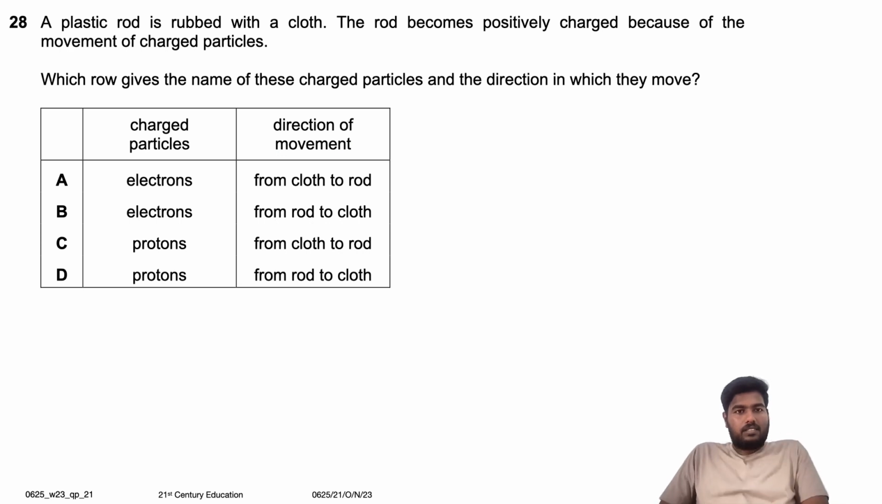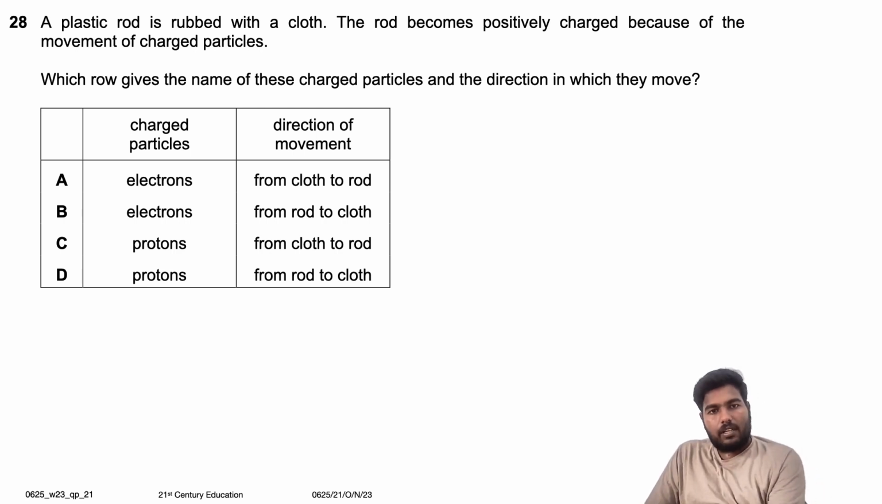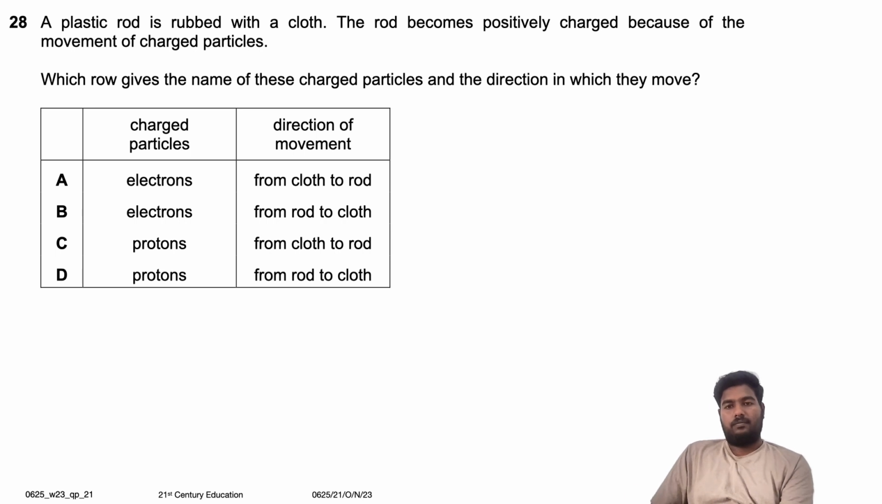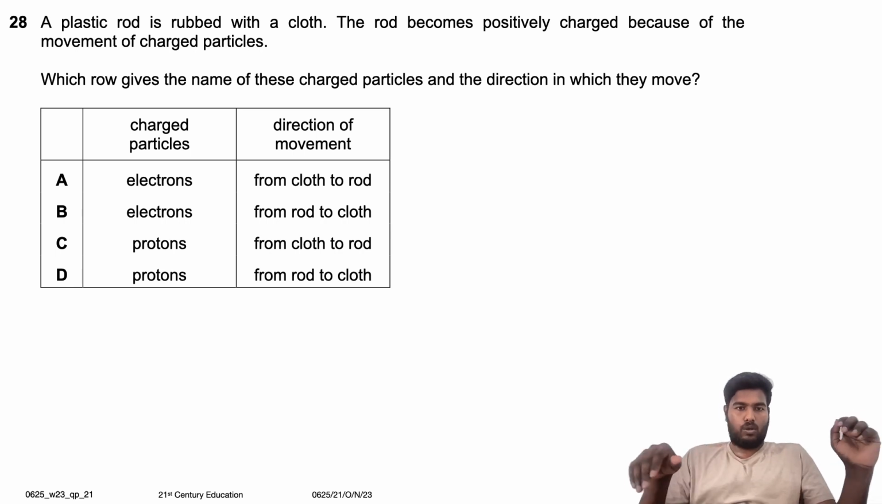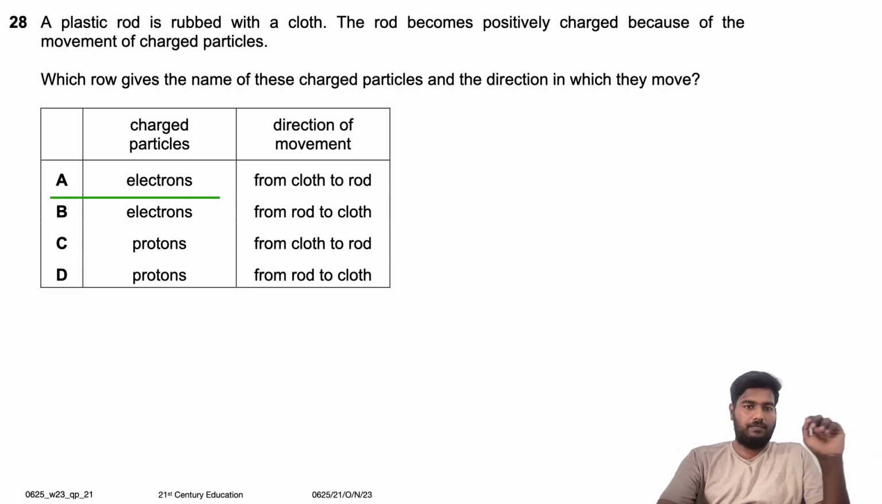A plastic rod is rubbed with a cloth and the rod becomes positively charged because of the movement of charged particles. Which row gives the name of these charged particles and the direction in which they move? Of course, electrons, and the rod becomes positive, meaning that electrons have moved from rod to cloth, so B.